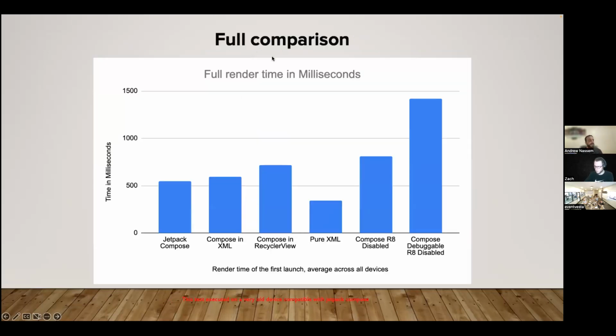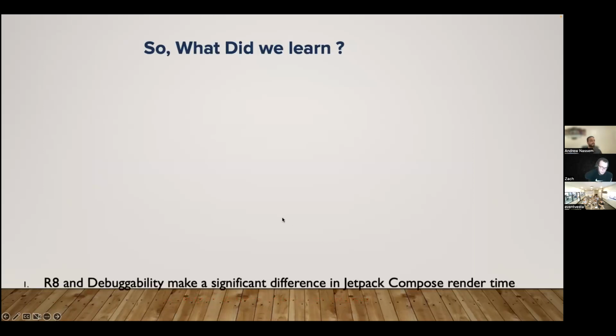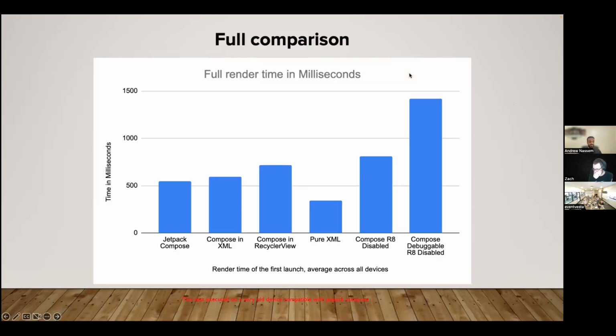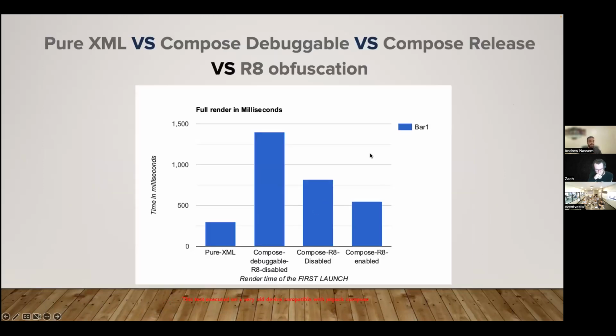So here's the full comparison between all of them: Jetpack Compose, Compose in XML, Compose in Recycler View, pure XML, Compose R8 disabled, Compose debuggable R8 disabled. We will note a lot of stuff here. The first thing we learn is that R8 and debuggability make a significant difference in Jetpack Compose render time. As you can see, if we turn on R8, it makes a significant change.